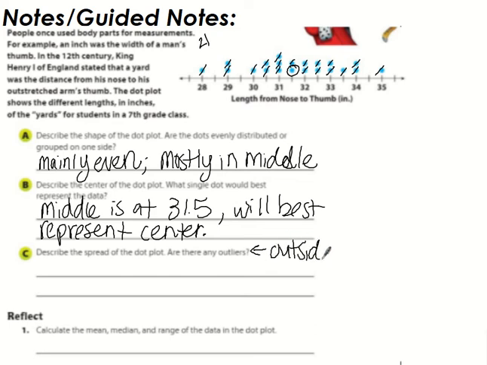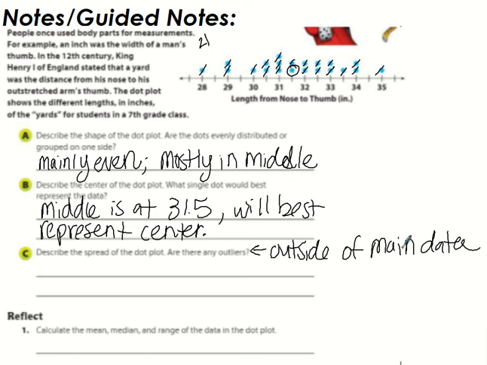Outside of main data is kind of how I would explain that. Like it's way off. Remember, the spread is kind of that range, right? So what's the spread of the data? Is it really wide? Is it really small? Does it look like there's some numbers that really don't match?